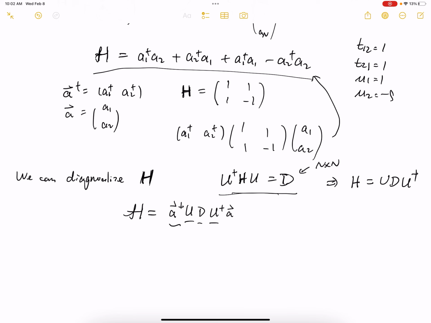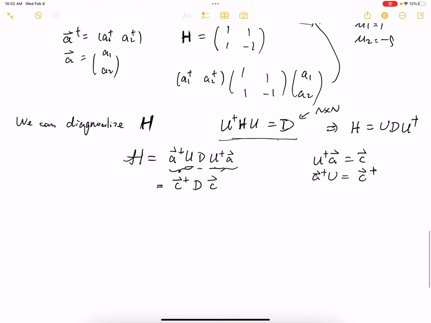And now I can actually redefine these ones. I can call this a new vector. I can call this C dagger, and then D, and this becomes C. So basically, U dagger times A is going to give me C, and then A dagger times U is going to give me the C dagger.